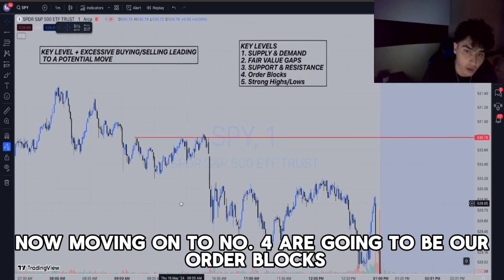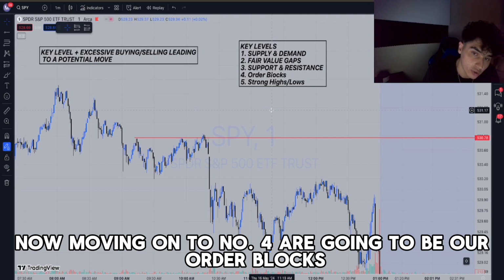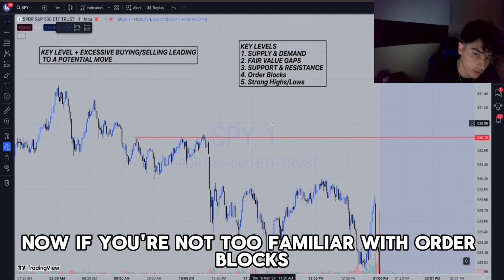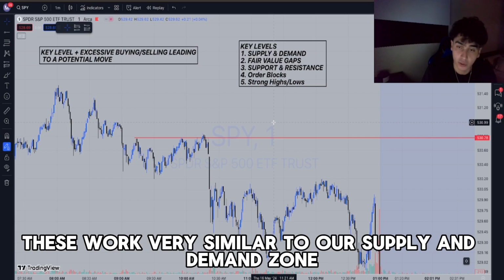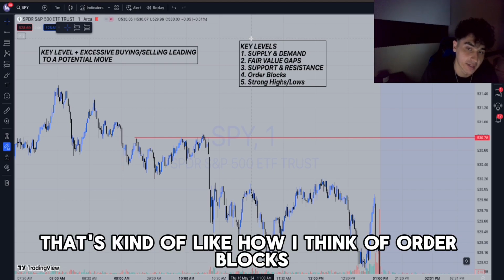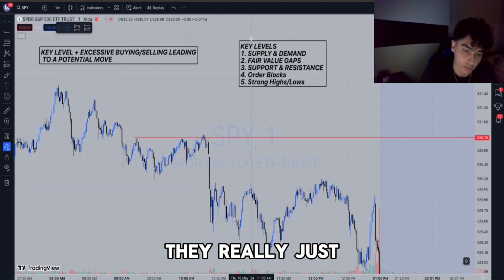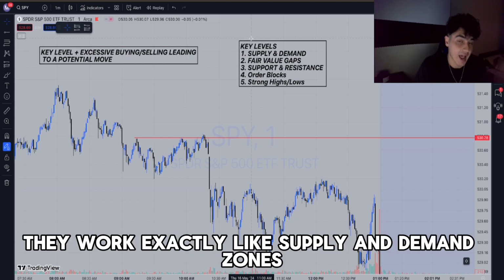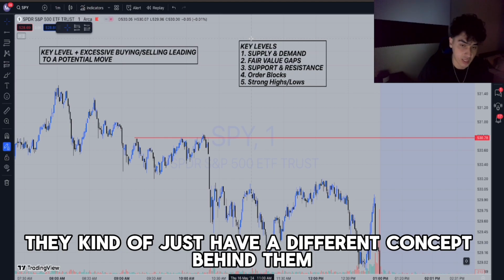Now, moving on to number 4, our order blocks. If you're not too familiar with order blocks, these work very similar to our supply and demand zone areas. They're pretty much like baby supply and demand zones. That's kind of how I think of order blocks. They work exactly like supply and demand zones. They just have a different concept behind them.